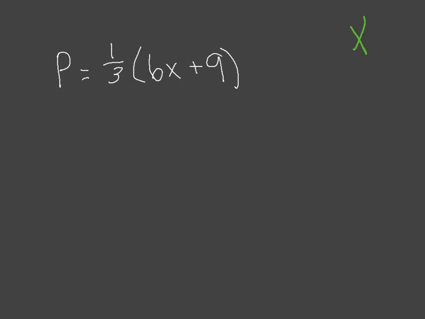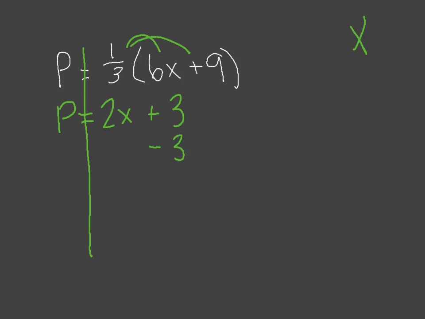Here, I want to get x solved for. I notice that I have 1/3 being multiplied by what's in my parentheses, so I need to do the distributive property, which is multiplying. 1/3 times 6x is going to be 2x. 1/3 times 9 is going to be plus 3. I still want to get x by itself, so I work away from my variable. The opposite of plus 3 is minus 3. I do that to both sides. My 3's cancel and I'm just left with 2x. I have still p minus 3.